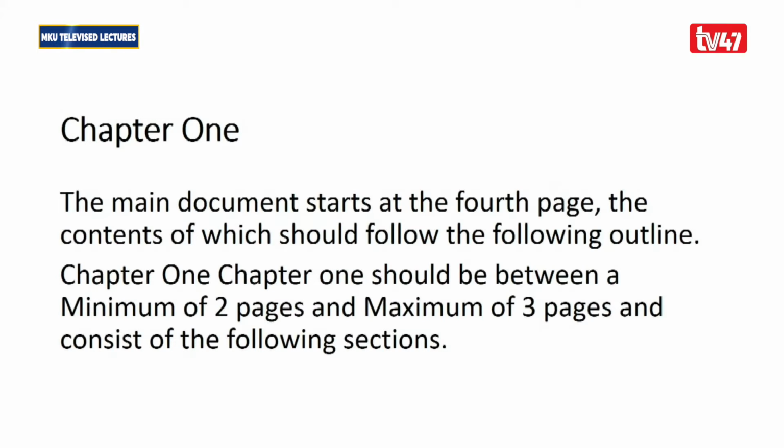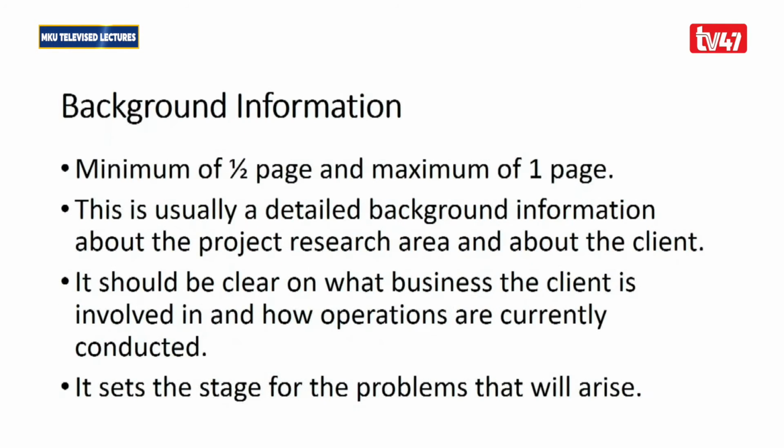So chapter 1 should be between a minimum of 2 pages and a maximum of 3 pages, and it should consist of the following sections. So your chapter 1 normally goes to between 2 to 3 pages, and it should have the sections that we're identifying here. The first section is the background information. Now, the background information normally spans from half a page to a maximum of a page.